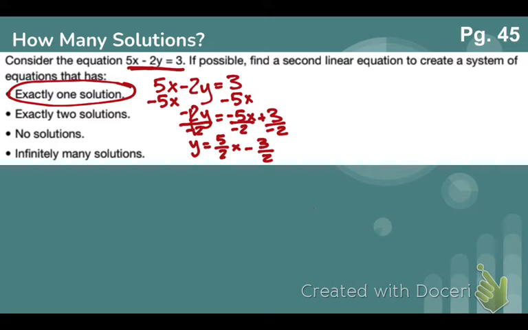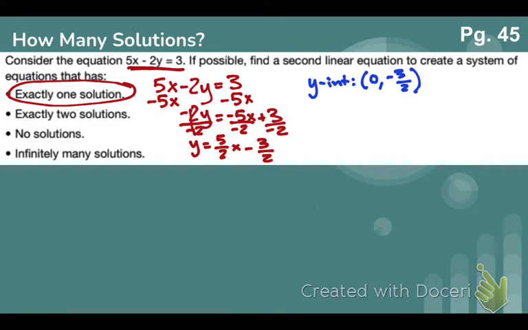Okay, now we have it in slope-intercept form. And we want to have one point on the line that another line crosses through. How can we find one point on this line? Just one. -3/2 would be the b, right? That would be the y-intercept? Yeah. So Tabitha said that our y-intercept is (0, -3/2). Right?